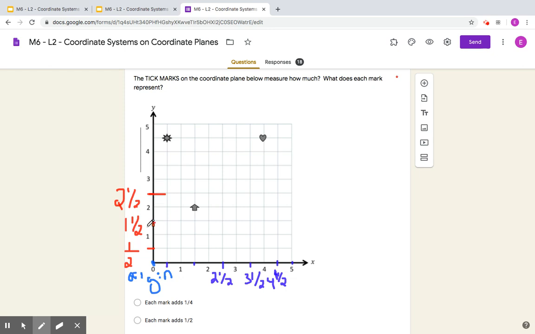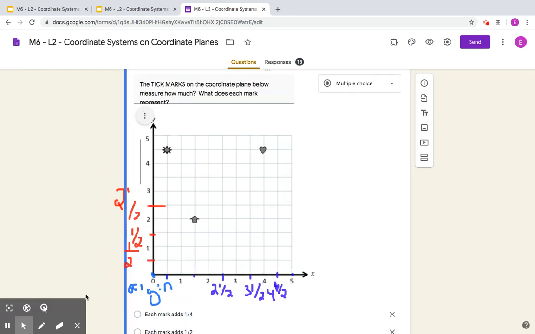Every time we see a tick mark or one of these lines in between two numbers that are labeled, it means that we need to figure out how much that tick mark is worth. So a lot of us said yesterday when we were looking at this exit ticket that it went up by ones. It does go up by ones on how it's labeled, but really it goes up by halves because there's lines in between. So really look at every line. Now it's asking us, the tick marks on the coordinate plane measure how much? They would measure 1/2.